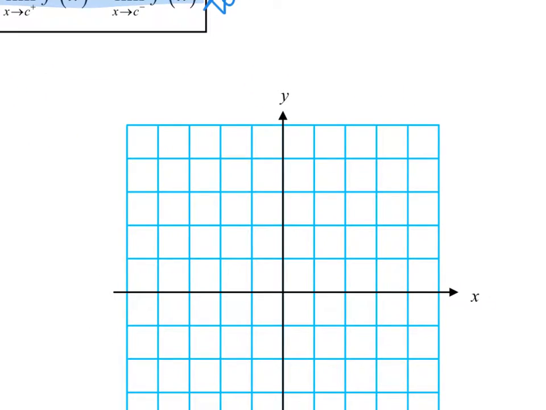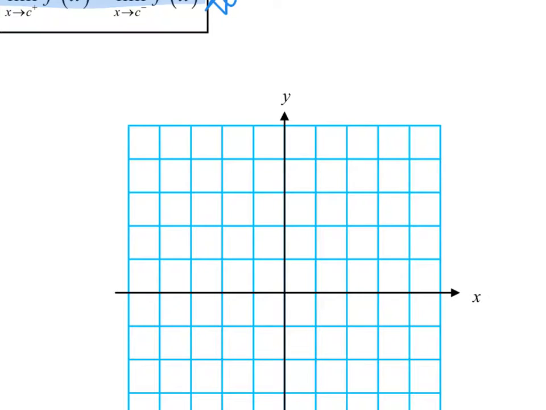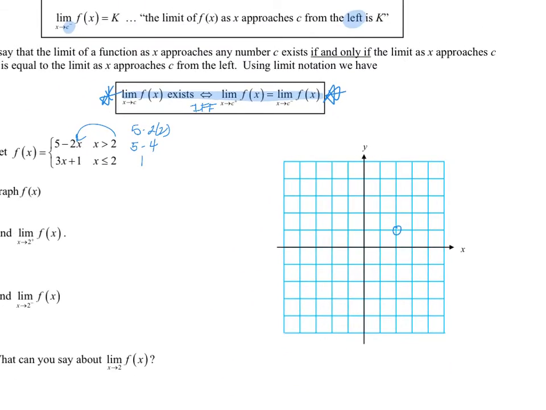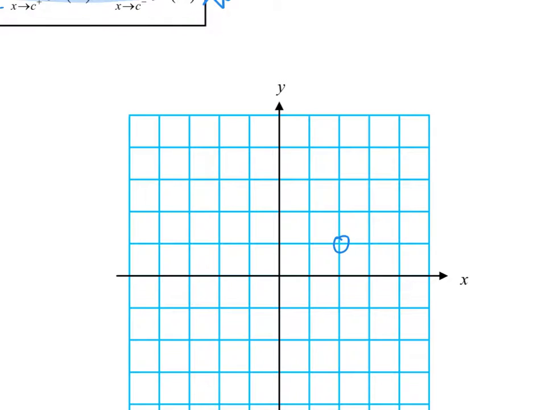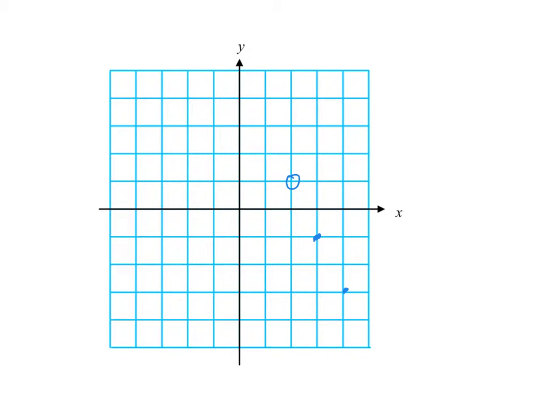I'm starting at 1. And what's my slope? My slope is negative 2, and that's for x greater than 2. So I come down 2 over 1, down 2 over 1, down 2 over 1, and I connect them.